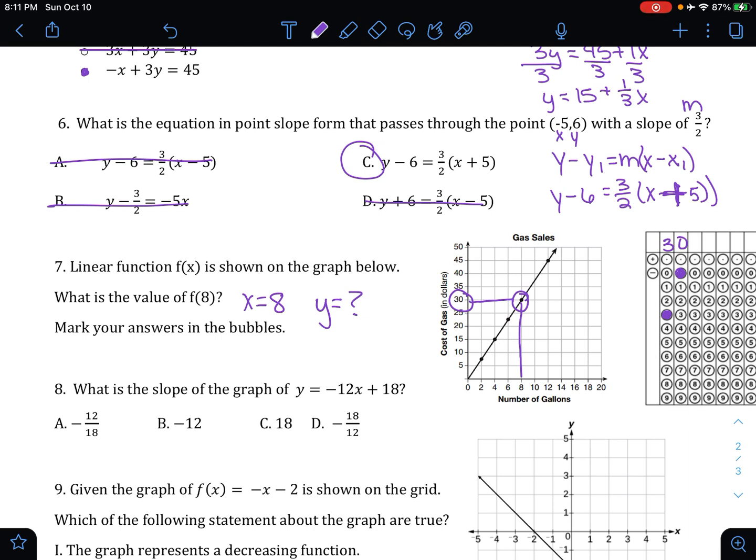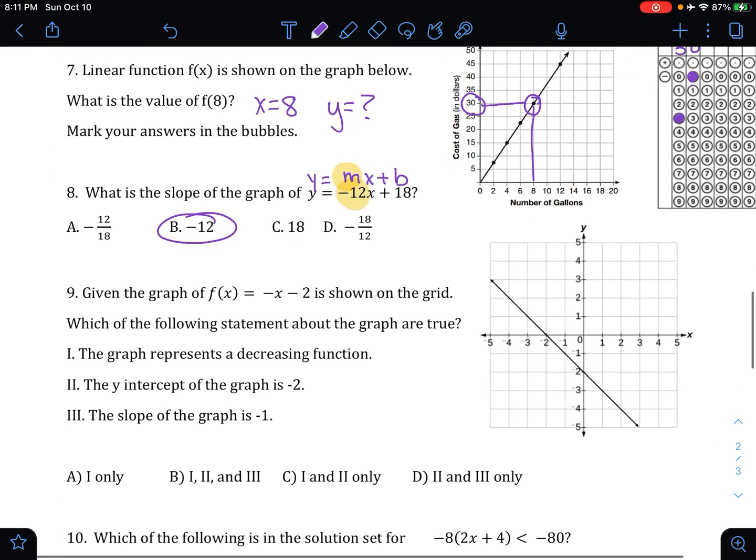Okay. Number 8, what is the slope of the graph of y equals -12x plus 18? Well, again, it's in slope-intercept form. y equals mx plus b. We know my slope is m. It's the number in front of x, which means my slope is -12. So answer choice B.